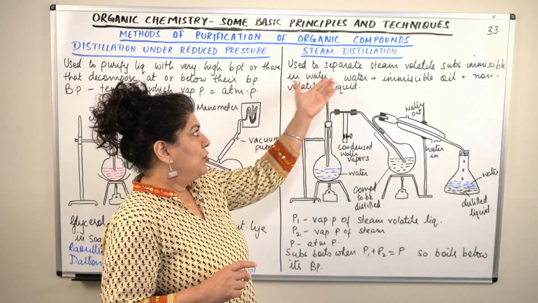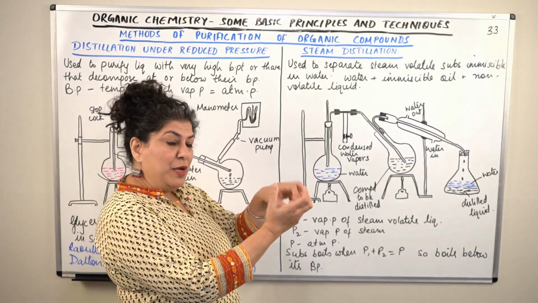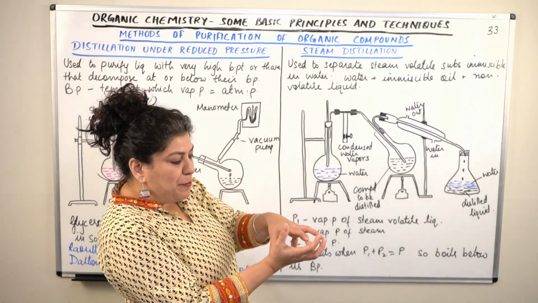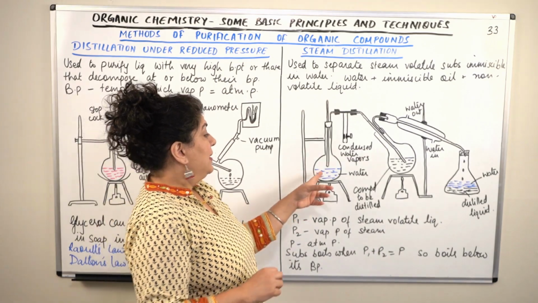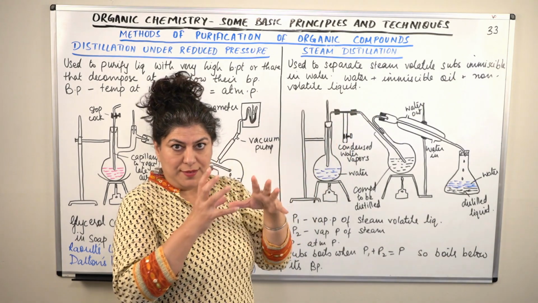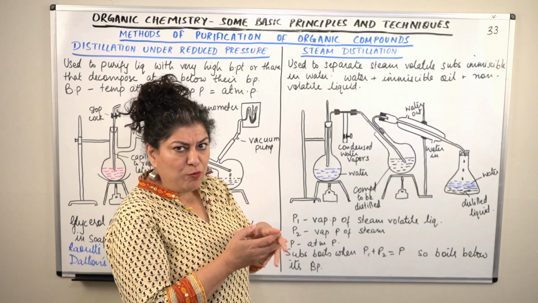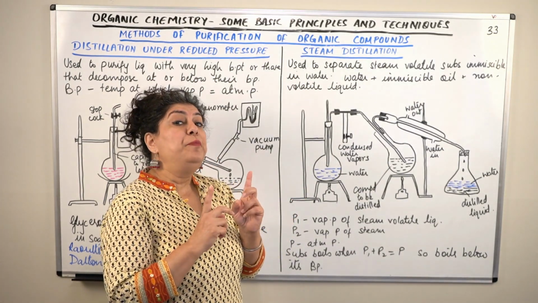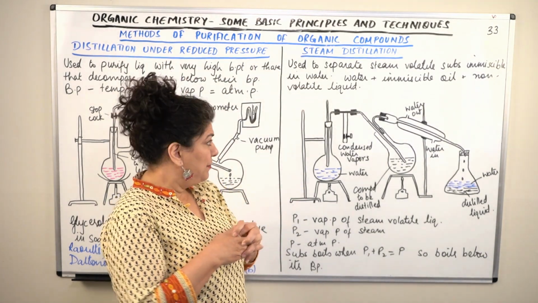So what would you have in such a distillation? You would have water, because we're talking of steam volatility. We are using water in the form of steam in order to pick up the vapors of that liquid, turn that liquid into vapor and pick it up along with the steam and pass it for distillation. And the substance, let us say, is an immiscible oil, because oils do not dissolve in water, and the oil has some other impurity in it.